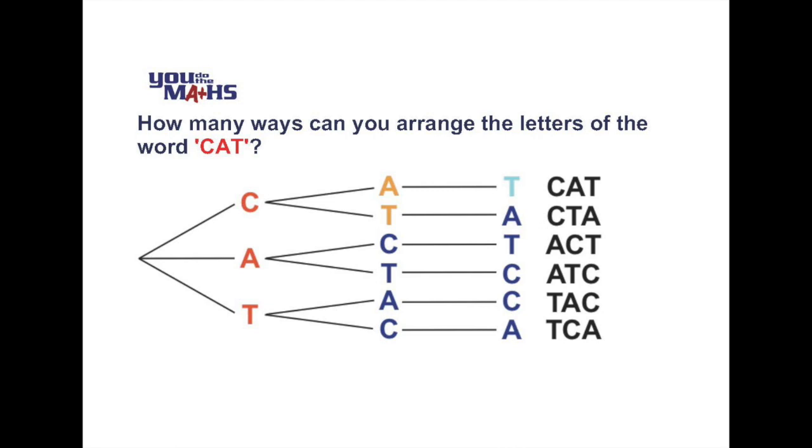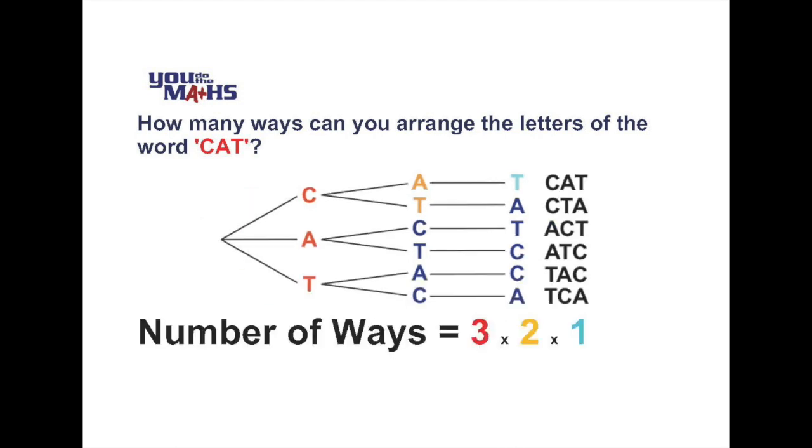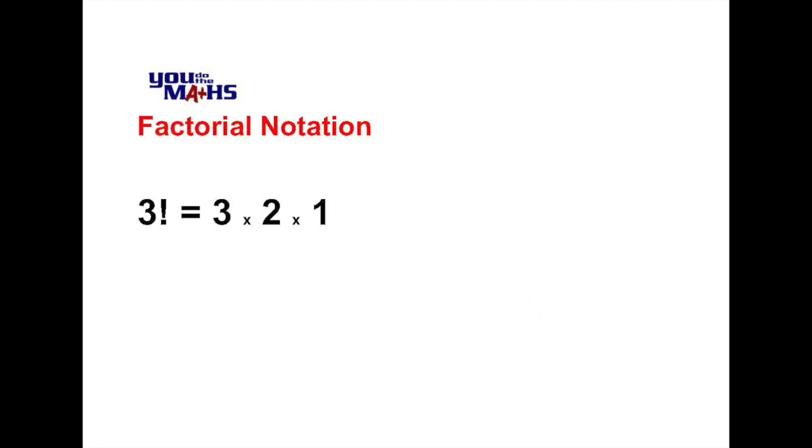So the number of ways we can rearrange the letters from the word cat is 3 multiplied by 2 multiplied by 1. And we refer to that notation, where we're multiplying by a whole number and then decreasing values of the whole number down to 1, as factorial. So 3 factorial is 3 multiplied by 2 multiplied by 1, and 7 factorial is 7 multiplied by 6 by 5 by 4 by 3 by 2 by 1.